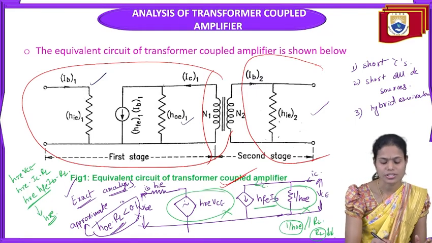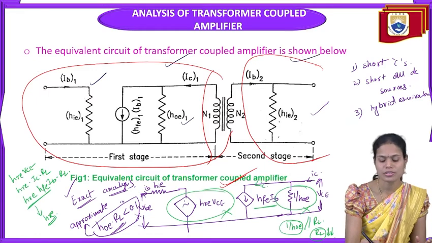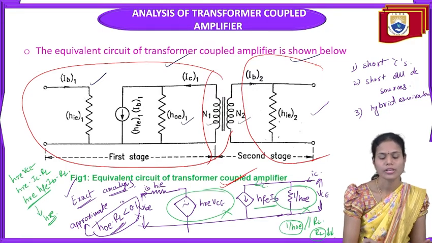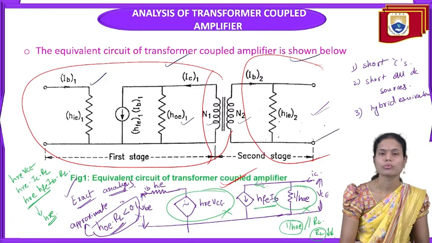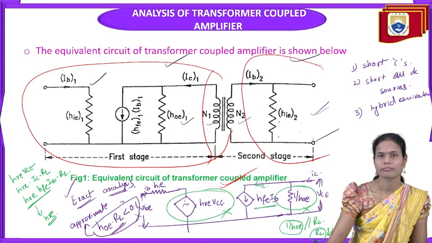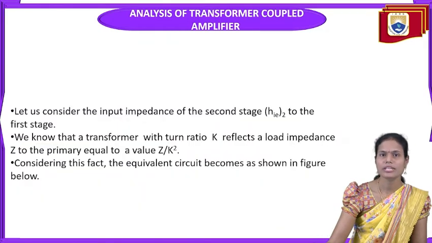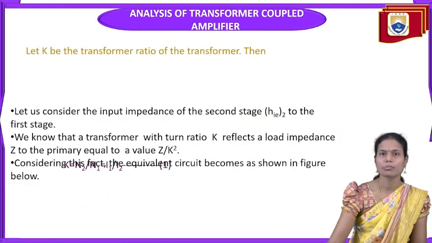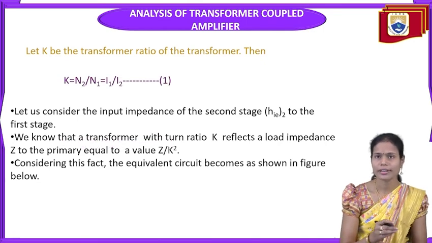So this is the equivalent circuit of the first stage. Between the first stage and the second stage, the transformer is present. That transformer we are representing in terms of turns, N1 and N2. The same stage again repeats here. In this way we can represent the equivalent circuit of the transformer.